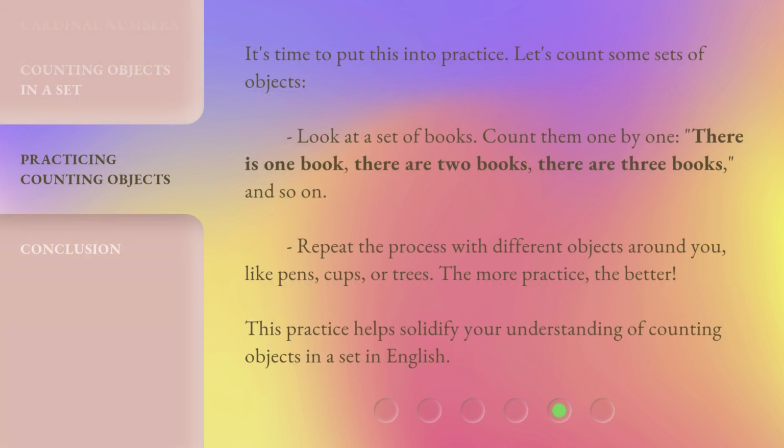It's time to put this into practice. Let's count some sets of objects. Look at a set of books. Count them one by one. There is one book, there are two books, there are three books, and so on. Repeat the process with different objects around you, like pens, cups, or trees. The more practice, the better. This practice helps solidify your understanding of counting objects in a set in English.